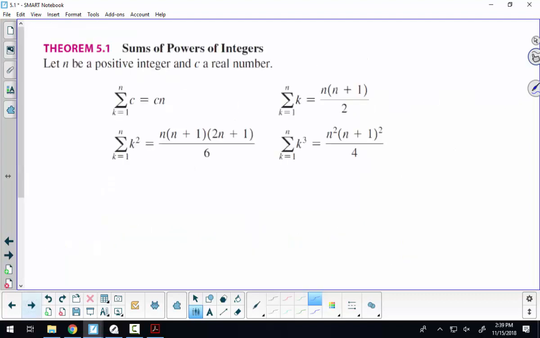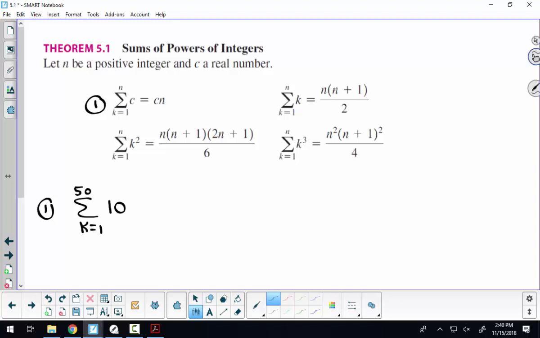Okay. So the formulas for certain powers of k. The first one here is the sum of a constant, so we'll call this one number 1. And look at a specific example. If I said the sum from k equals 1 to 50 of, I don't know, 10.